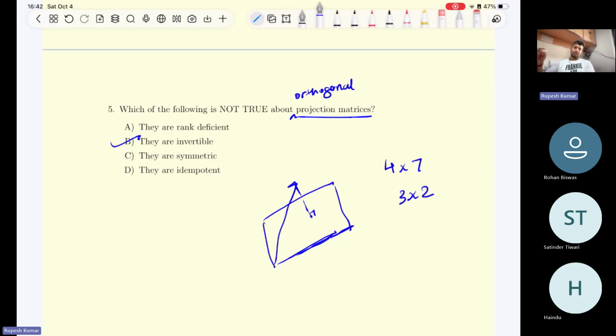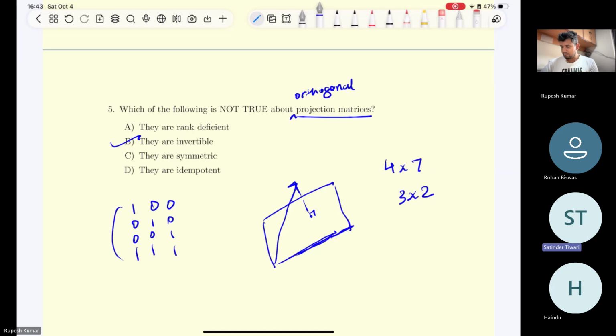So it has to be rank deficient except for the identity matrix. Just one example you can see: column wise, the first column is 1001, then the second column is 0101, and the third column is 0011. So it will be rank deficient.